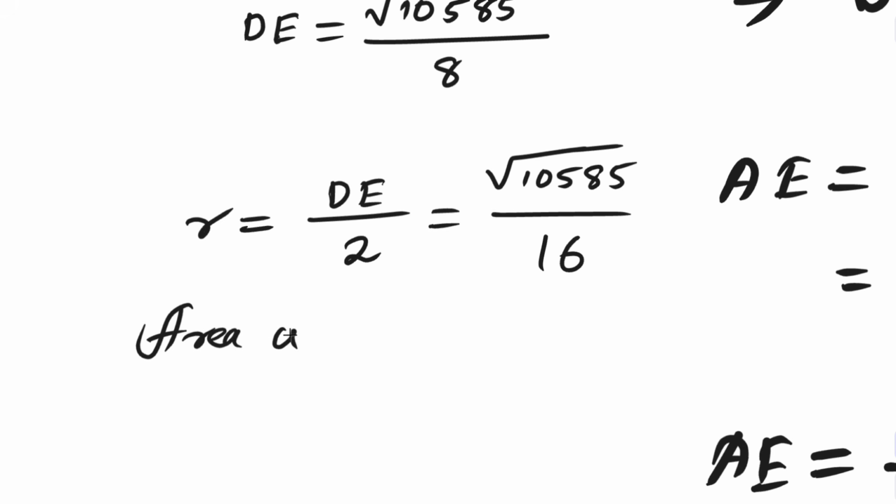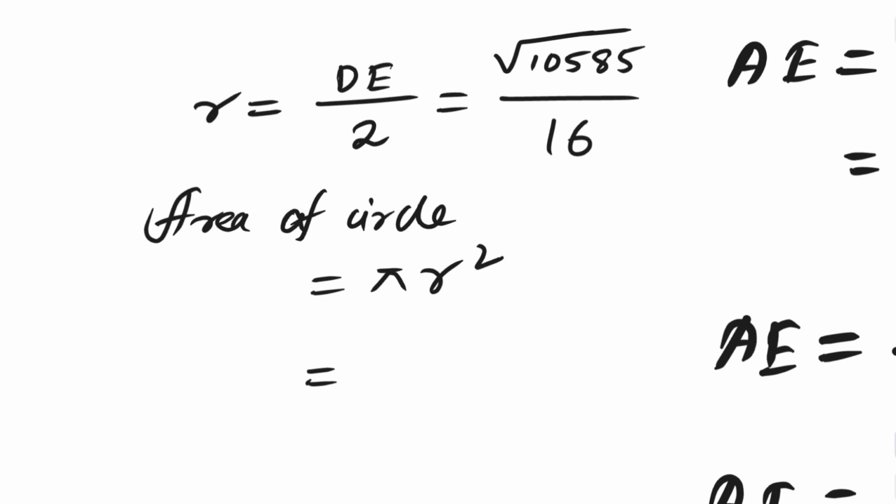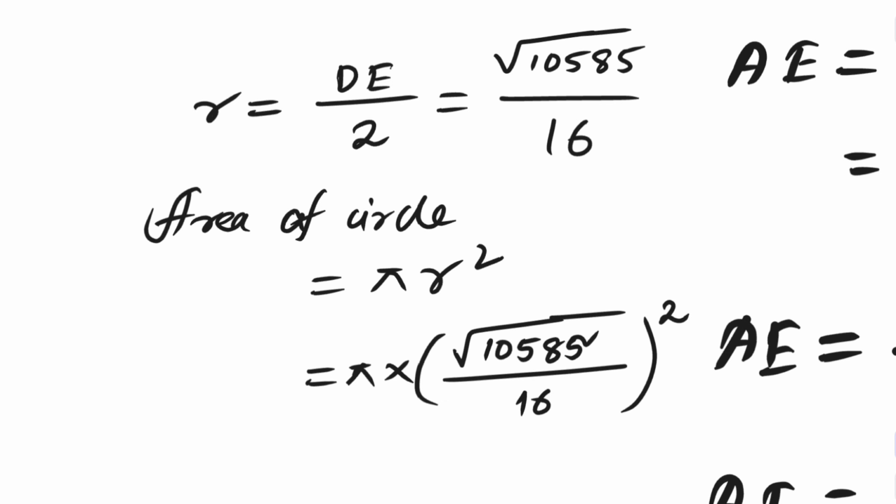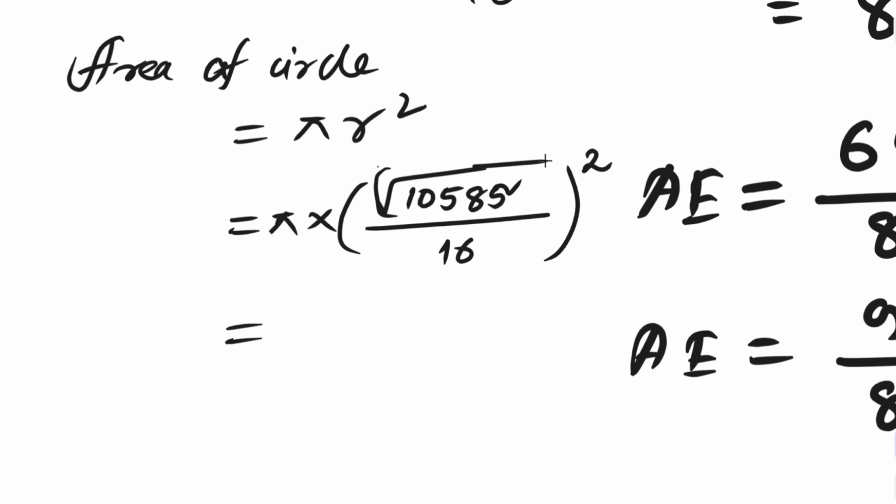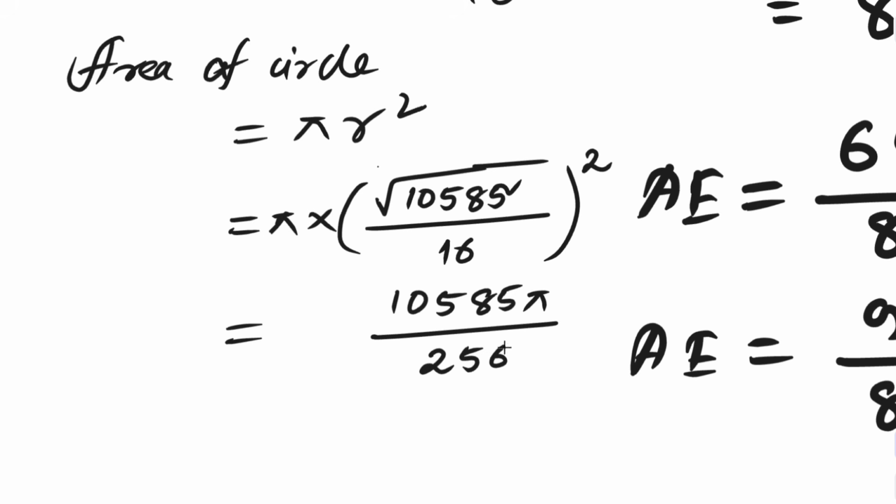The area of a circle is given by the formula pi r squared. Let's substitute our radius. Area equals pi multiplied by the quantity square root of 10,585 divided by 16 whole squared. When we square a square root, the square root disappears, leaving 10,585 divided by 256. Therefore, the area equals 10,585 pi divided by 256.